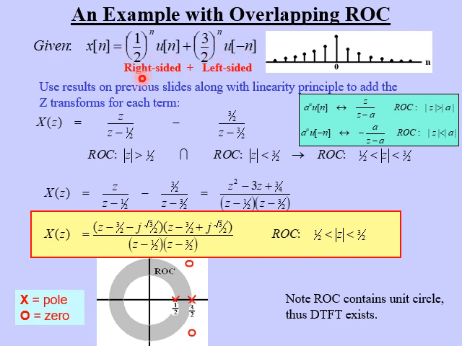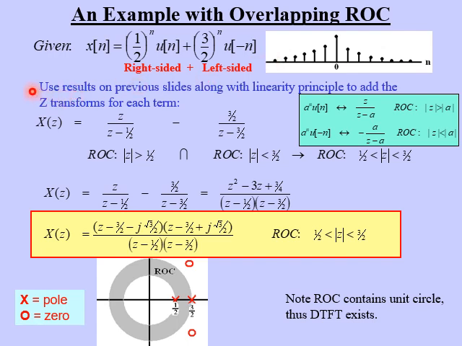So this first term corresponds to a right-sided sequence, one that starts at 0 and goes to the right, in other words, positive values of n. The second term, however, is a left-sided sequence because of the time reversal in the step function. So this second term starts at 0 and goes backwards to the left to negative values of n.